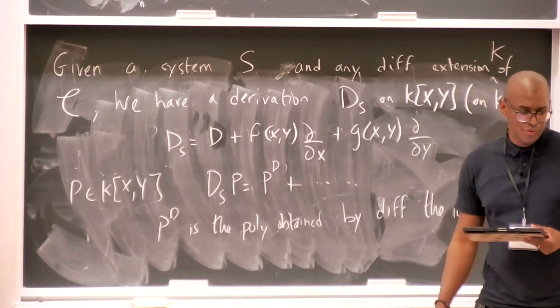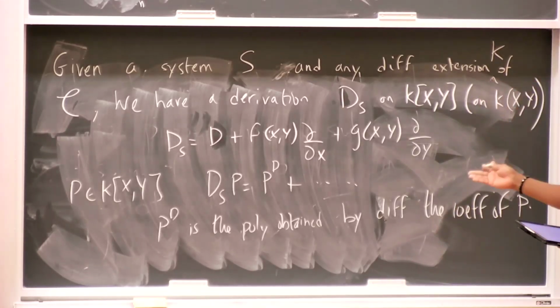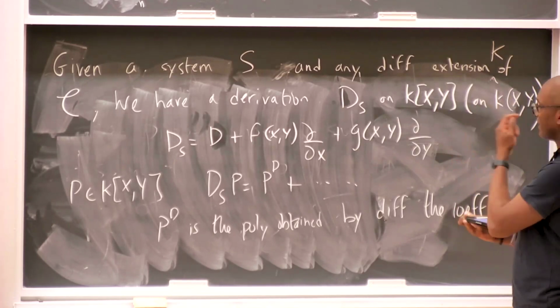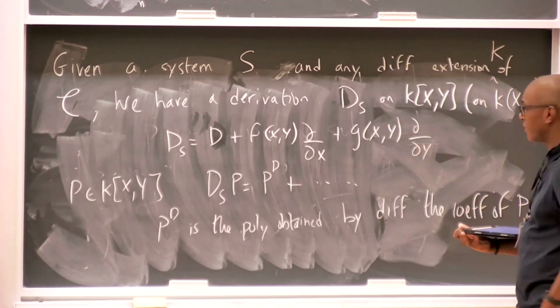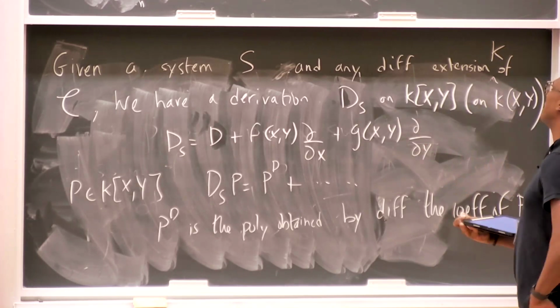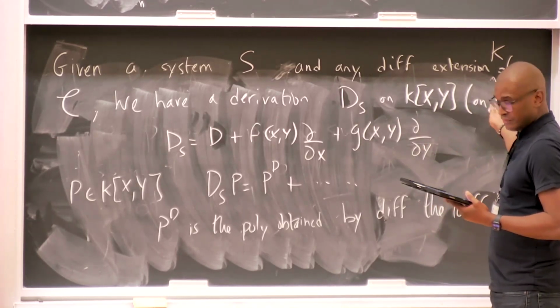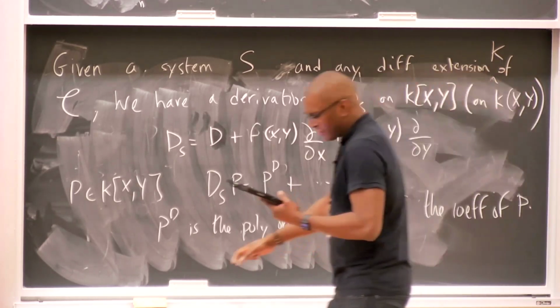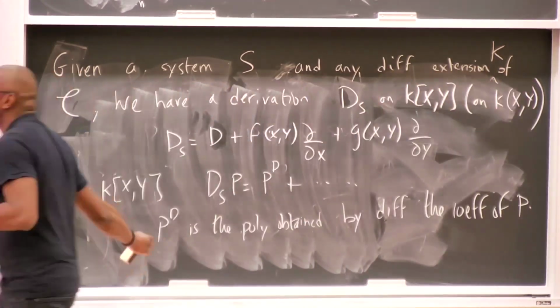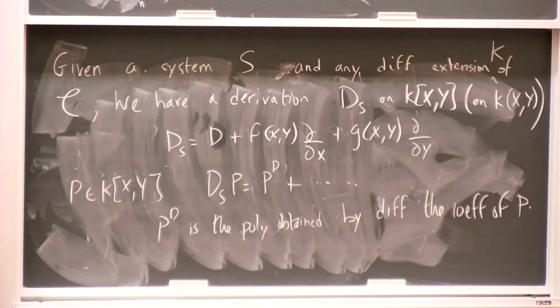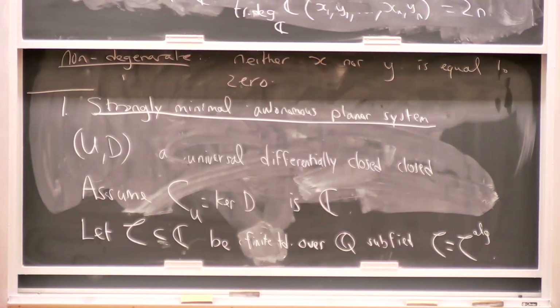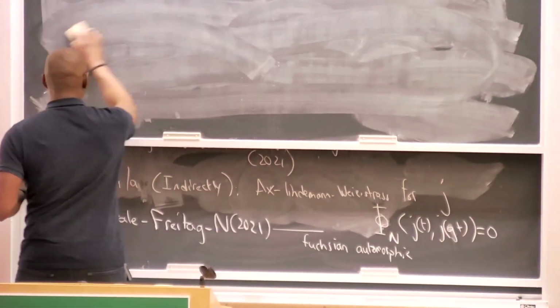Okay, so if you define this operator, you have a well-defined differential derivation on the polynomial ring, indeed on the field of rational functions. And using this derivation, I can now define what I mean by a subsystem in more general terms.